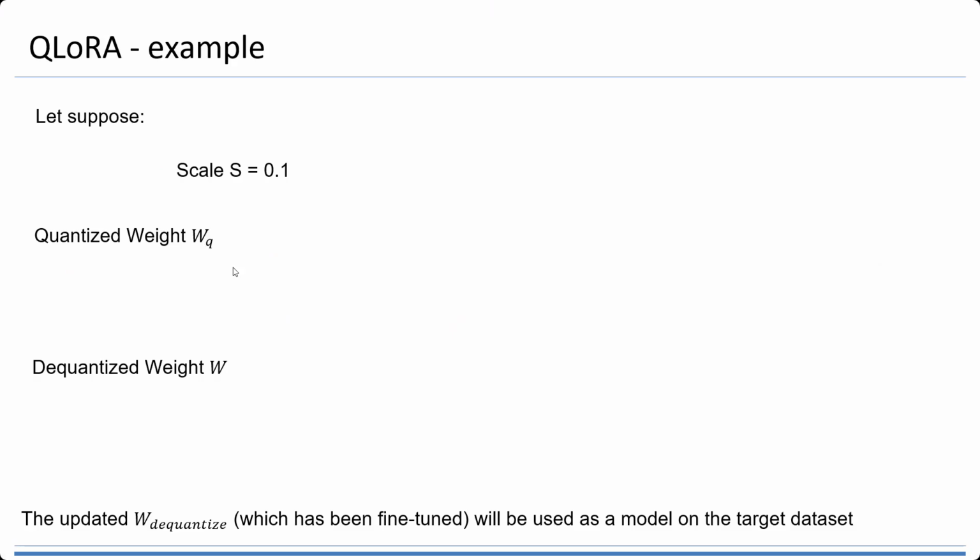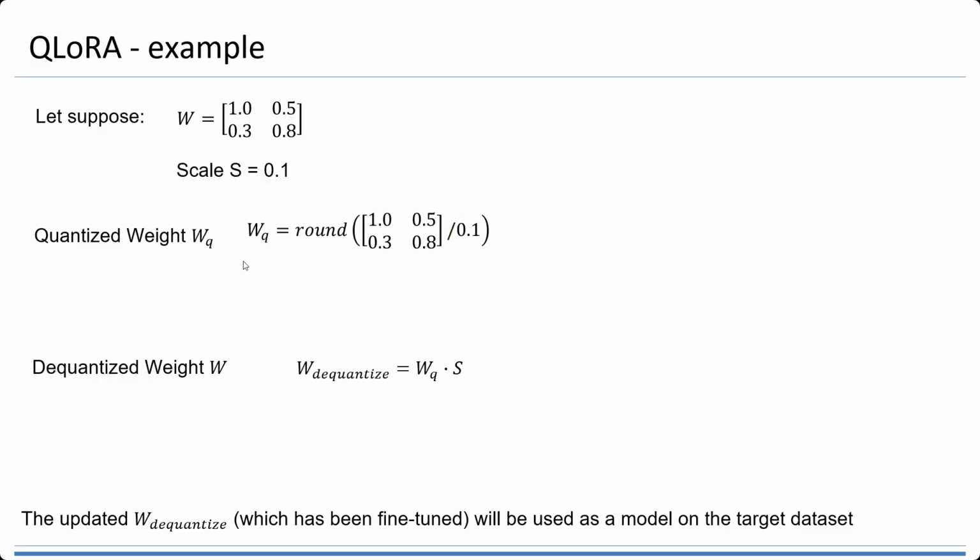Now, let's say we make the scale S 0.1. Now we have the matrix or the weight is this one, 1.0, 0.5, 0.3, and 0.8, with S being 0.1. So we can round the WQ and divide with the 0.1. And we can get the value WQ is this 10, 5, 3, and 8.